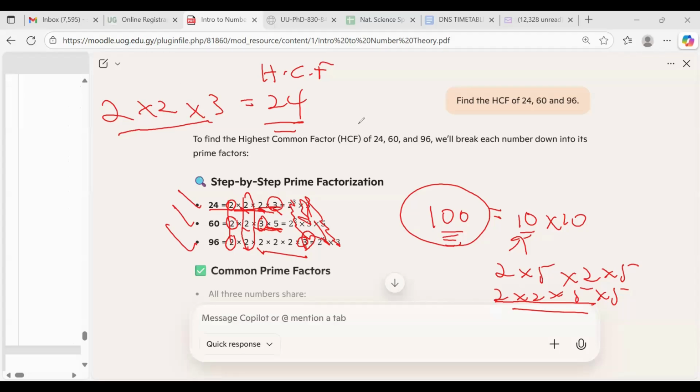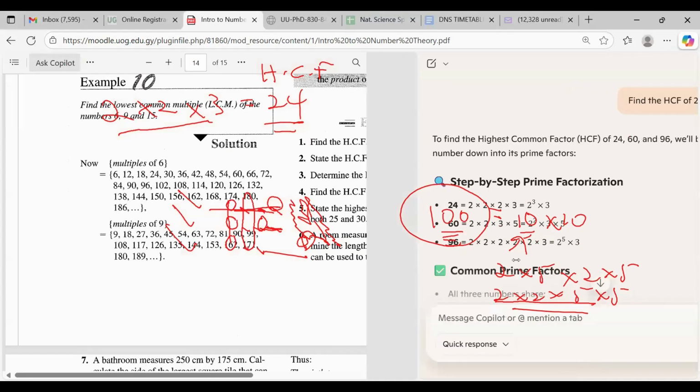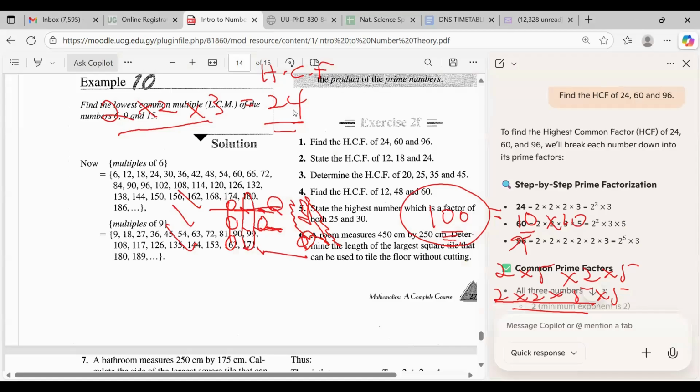Let's take a HCF one. Not HCF. That was an HCF. Oh my! I'm supposed to erase all of this. I think if I stop sharing here and I go back and share.